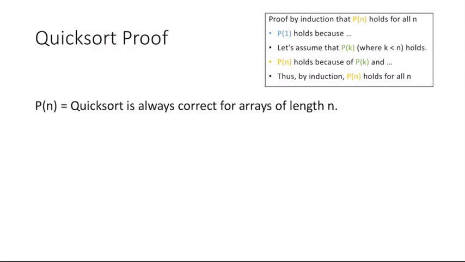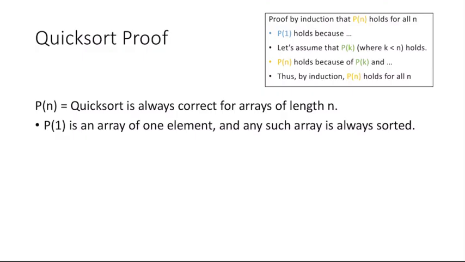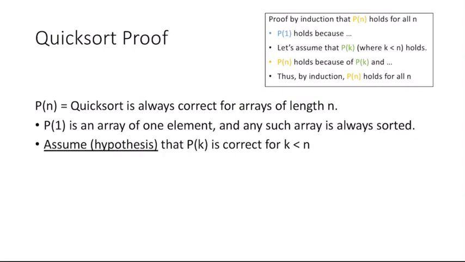So let's do this for Quicksort. P of n is our Quicksort implementation, and let's say it's correct on all arrays of length n. So that's the property we want to prove. P of 1 is an array of one element, and any such array is always correctly sorted. So that's our base case. Trivially true. We don't even have to dig into the code, really, just to say that it automatically returns when you have a single element. Our inductive hypothesis, we're just going to assume that P of k is correct for all k less than n.